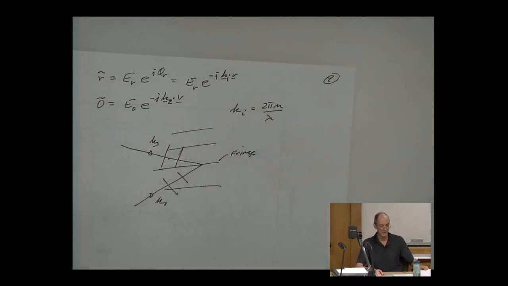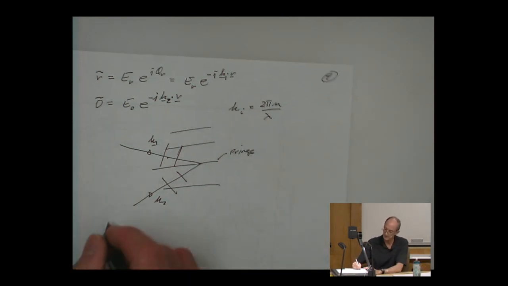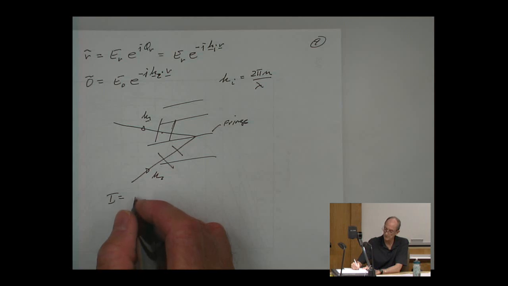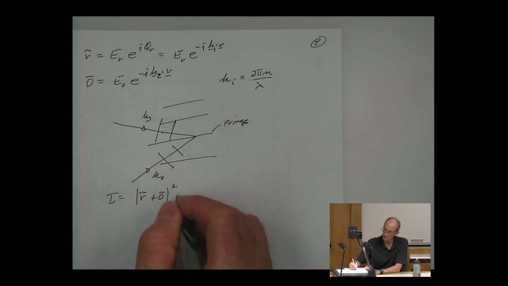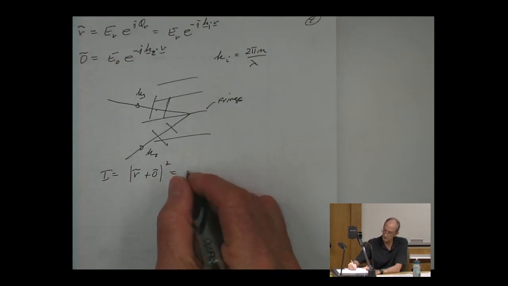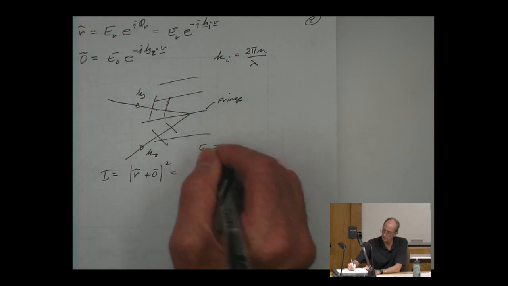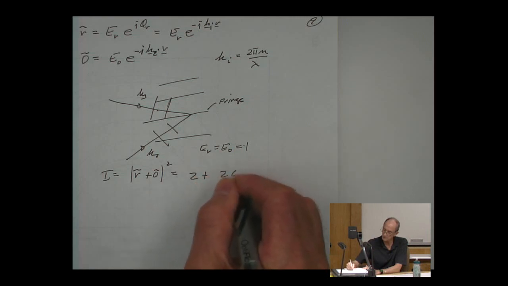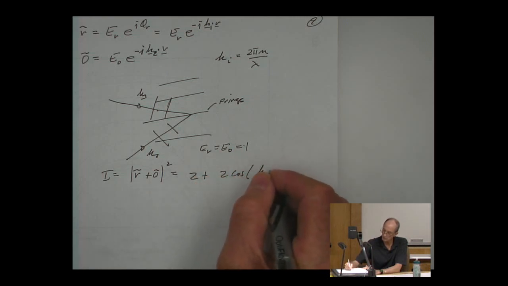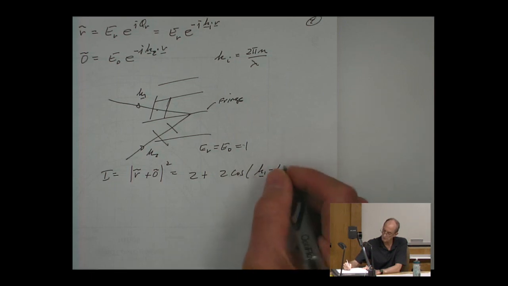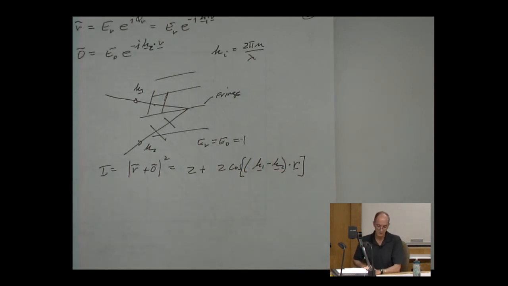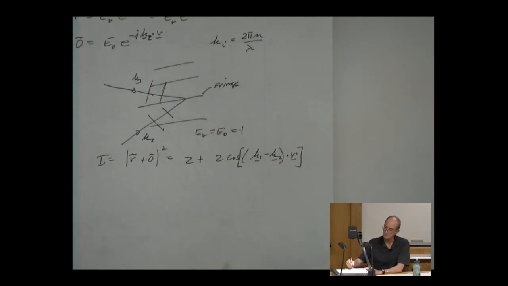And so these fringes are translated into an intensity pattern, and as we derived last time, from taking this r plus o squared, if we have a unit amplitude, if we let E sub r equals E sub o equals 1, we end up with 2 plus 2 cosine of (k1 minus k2) dot r.